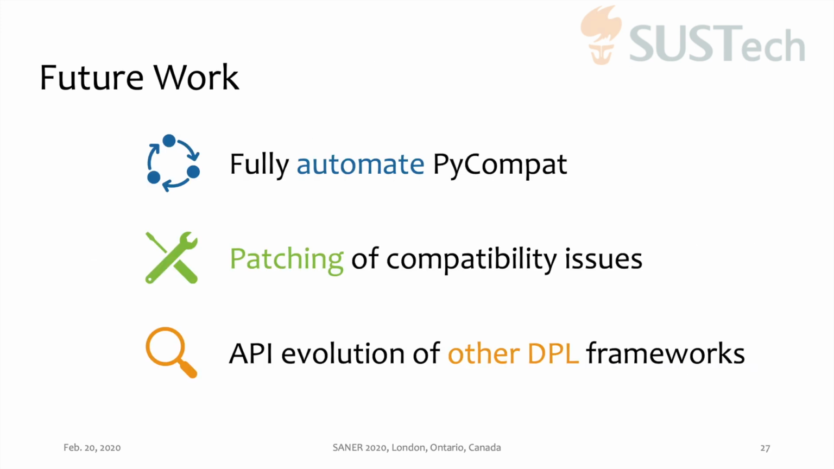Last but not least, our work is still an initial work on Python framework API evolution. There are still many other works on this topic. For example, we can fully automate our tool PyCompat by automating the API knowledge base extraction process. We can also propose patches for the compatibility issues we found. This would be very challenging considering the code style of the original project. Also, it would be very interesting to investigate the API evolutions of frameworks in other dynamic programming languages.